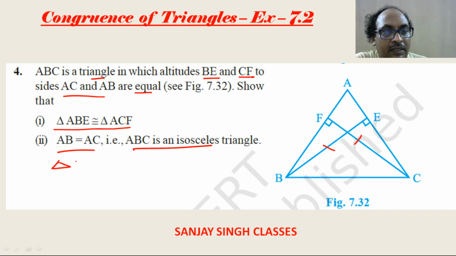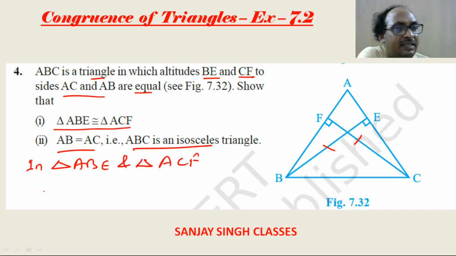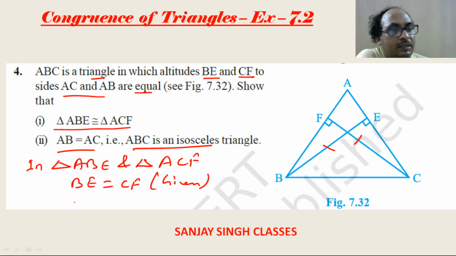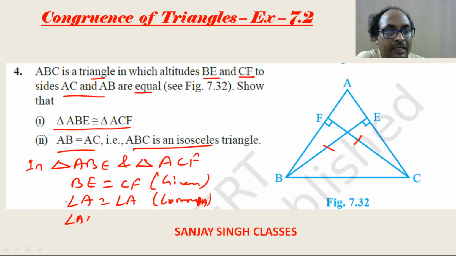So again we need to prove these two triangles congruent. So triangle ABE and triangle ACF. In that we have BE is equal to CF. It is given to us. Similarly, angle A is equal to angle A, that is common. Then angle AEB is equal to angle AFC is equal to 90 degrees.